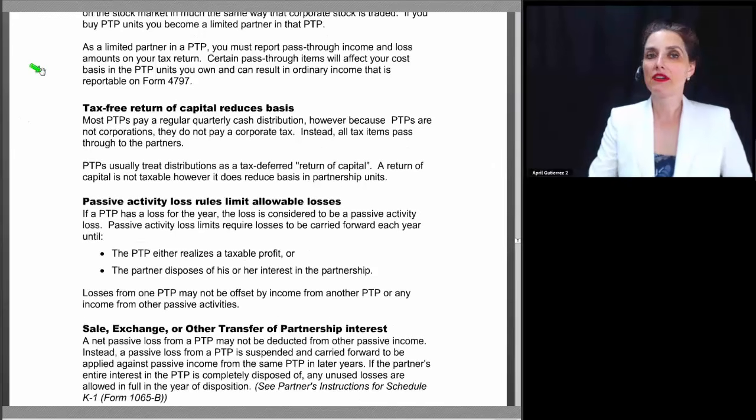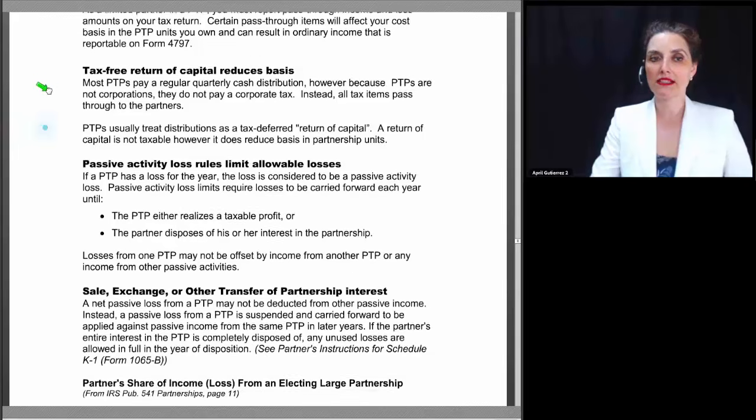So as a limited partner in a PTP, you must report pass-through income and loss amounts on your tax return. Certain pass-through items will affect your cost basis in the PTP units that you own and can result in ordinary income that is reportable on Form 4797.